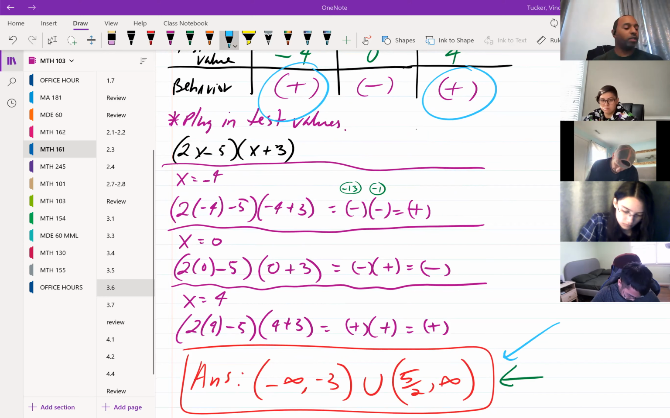So that's why we set one side equal to 0, so we can have a clean comparison. You want to know, when is our expression greater than 0, or when is our expression less than 0. If it's greater than 0, we're looking for the positive results or the positive behaviors. If it's less than 0, then we're looking for the negative behaviors.